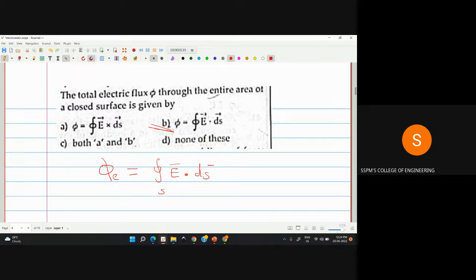Option A is incorrect. Why? Because here the cross product is applied, and cross product is not applicable for an open path or straight line. The cross product is applicable for a closed loop, isn't it? So this second option is the correct option.